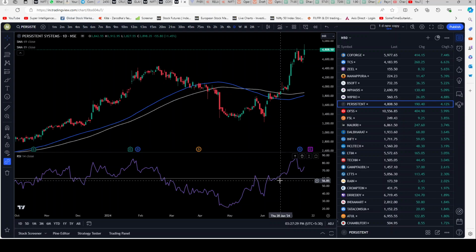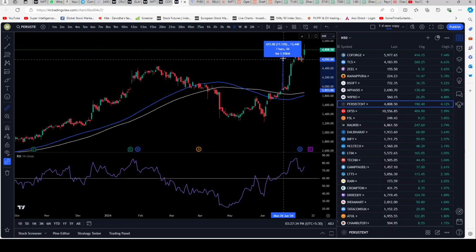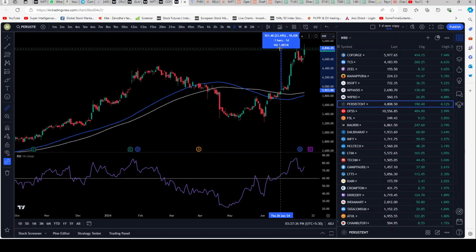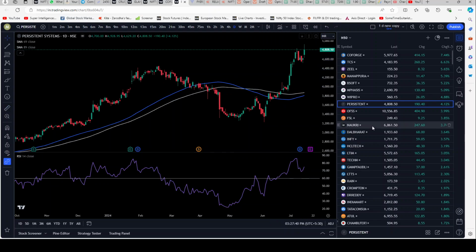Persistent Systems crosses 69 and 89. Here it crosses a 60 RSI also, and it goes boom. It's gone up by about 921 rupees till now, which is over 10%. All right.